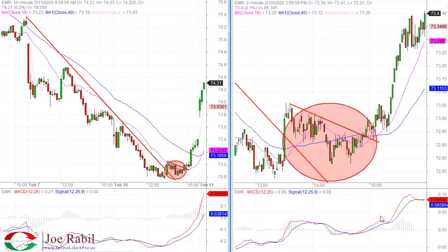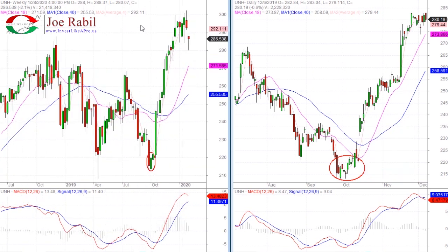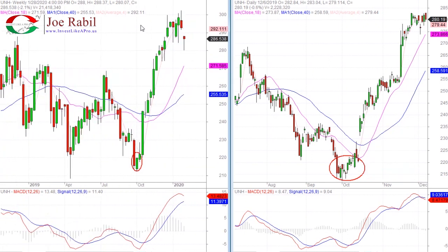And the first time you get, here is the chart of UNH. I've got the weekly chart on the left and the daily chart on the right. I'm going to show, using these different time frames, how the MACD momentum divergence strategy can be used and implemented.